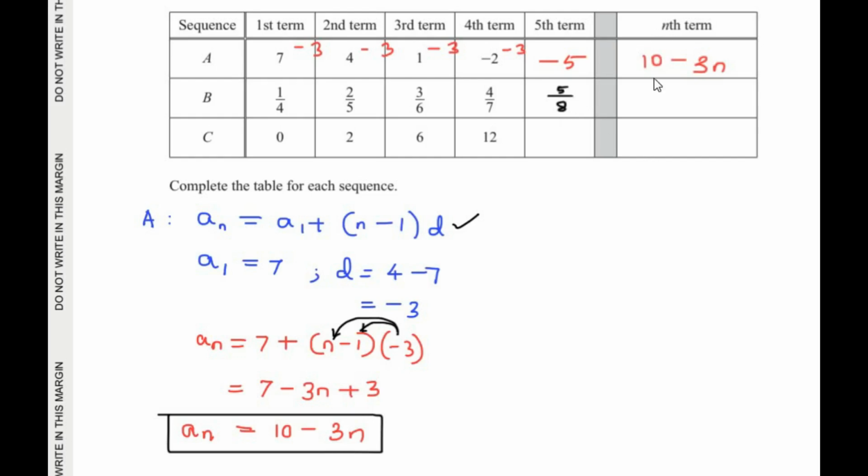Now to generate the nth term, we can see that the numerator starts with 1. So 1, 2, 3, 4, 5.